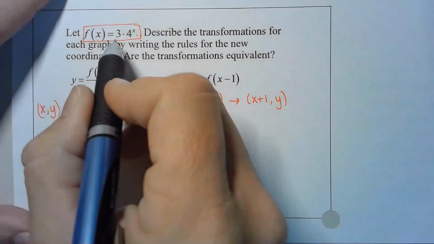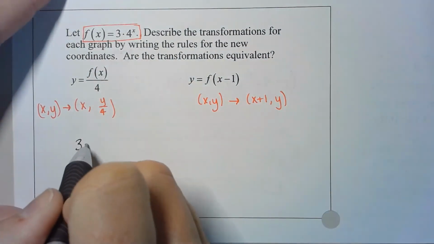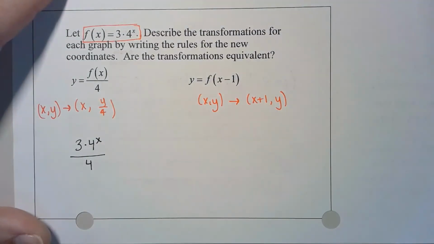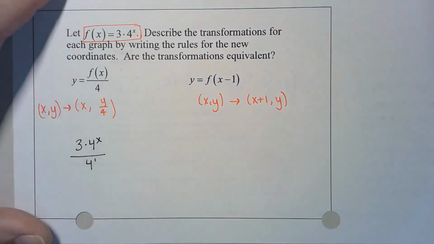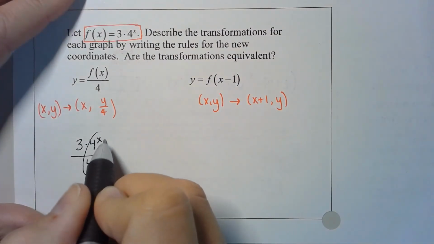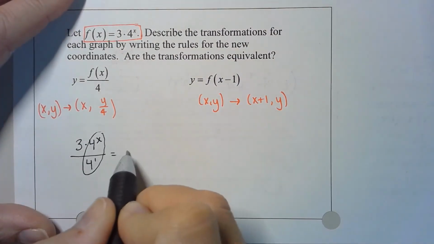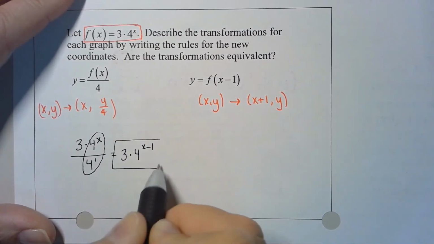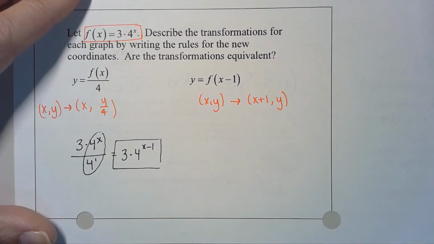Well, let's find out. Let's take f of x and let's divide by 4. That's like 4 to the first, isn't it? So let's see. We've got a rule for that, right? We're dividing with the same base. Let's subtract the exponents.